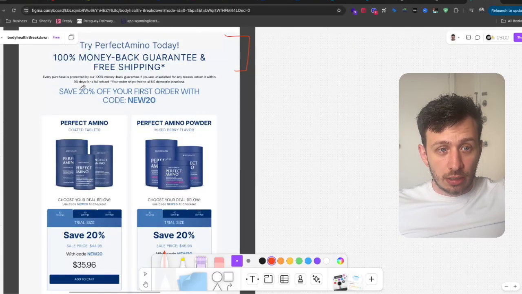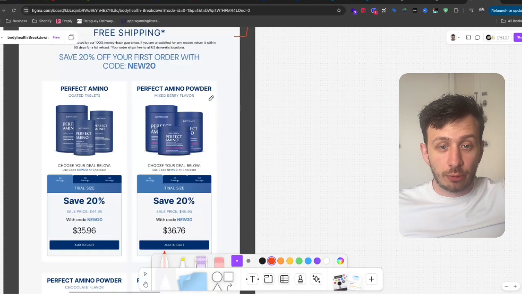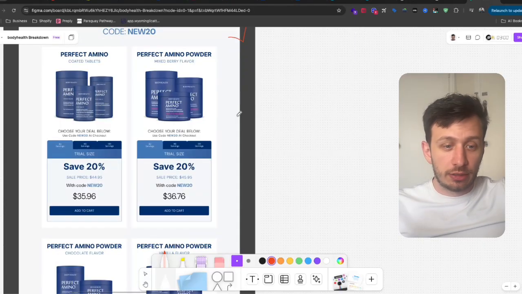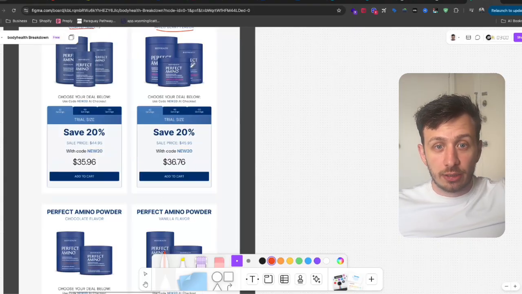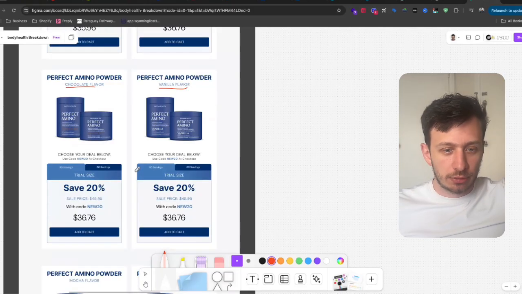They're also stating their discount, because this is like an offer. This is part of their offer, stating the discount here about the product. And then they go ahead and just mention every type of flavor that they have: coated tablet, mixed berry, chocolate, vanilla, and so on and so on.